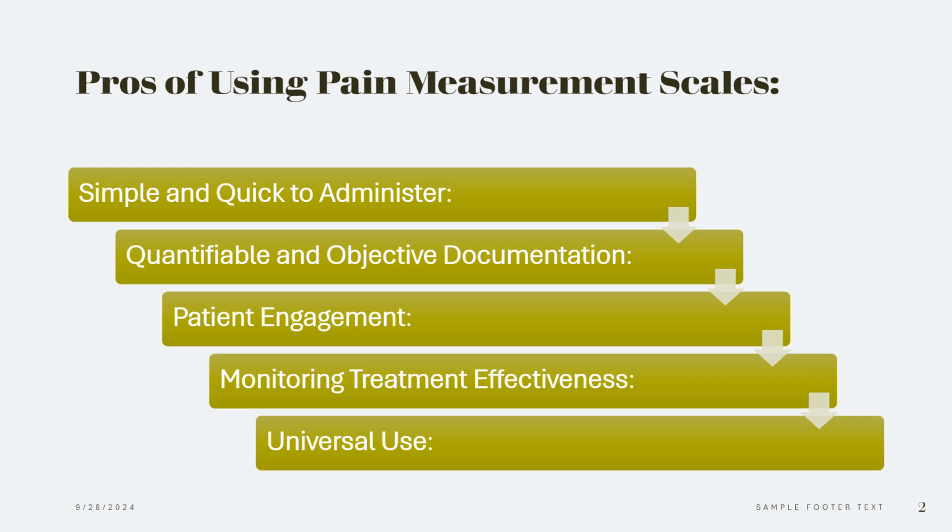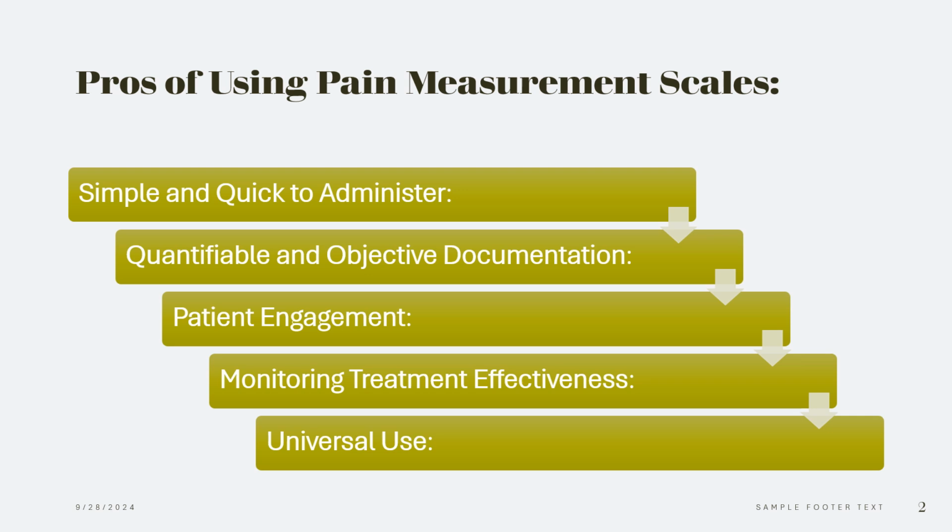settings. Now, they're quantifiable and objective at the time, so these scales provide quantifiable data that can be documented and tracked over time, making it easier to evaluate the effectiveness of the intervention. Now, having numeric values for pain helps with communication amongst healthcare providers, and it supports consistent patient records.